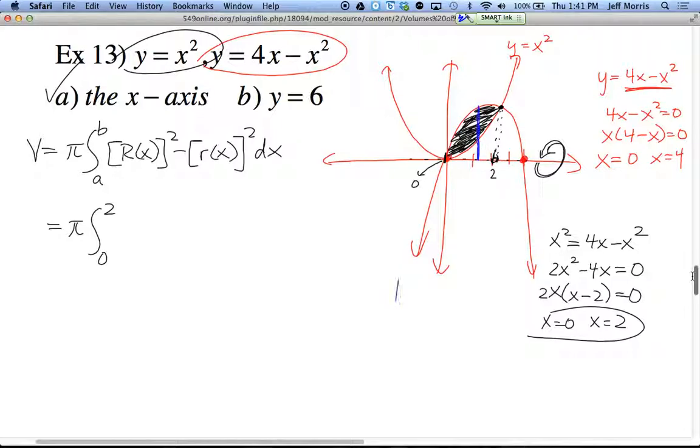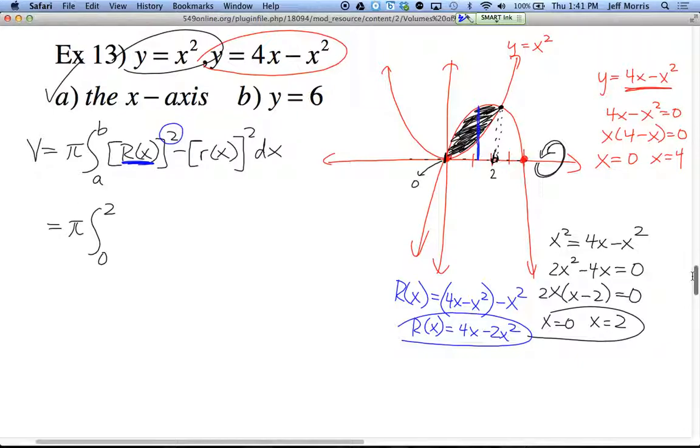Now, outer radius, I'm always going top minus bottom. And the reason I'm doing that is because that's the way we do area between two curves. So the top one is the 4x minus the x squared. The bottom one is the x squared function. And so your outer radius actually simplifies down to 4x minus 2x squared. There's my outer radius. Now, you technically could go bottom minus top. And the reason you can do that is because when I plug the outer radius in, I'm squaring it.